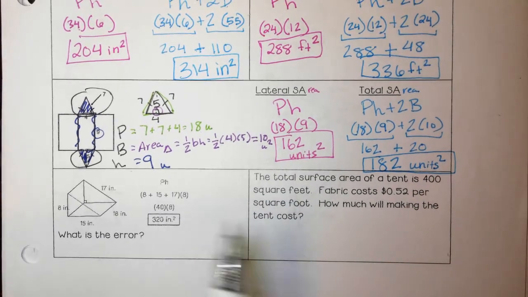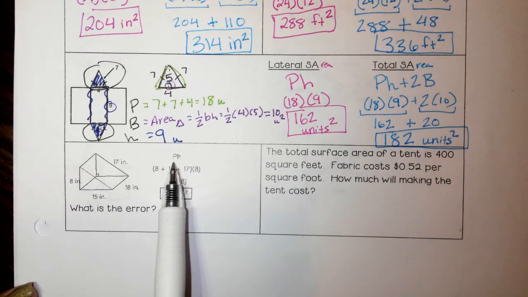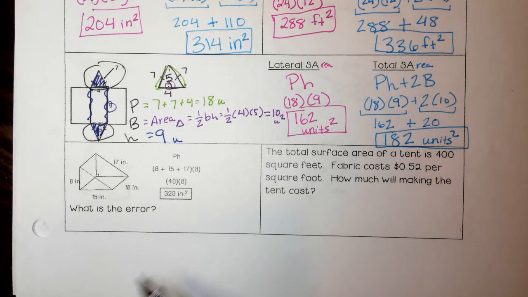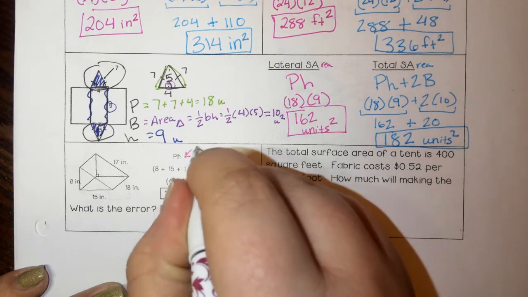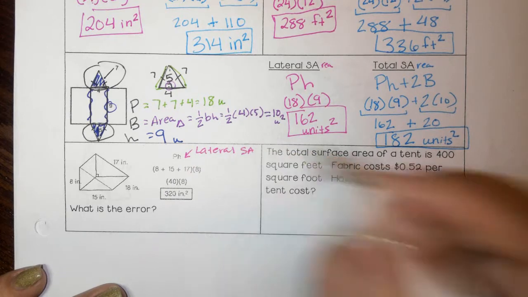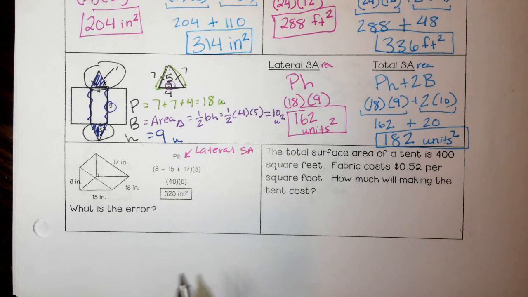This is an interesting little problem here. We've got somebody who has attempted to find what looks like the lateral surface area of this prism. I know it's lateral surface area because of the formula. So they're using the formula capital PH, and they want to know what the error is.